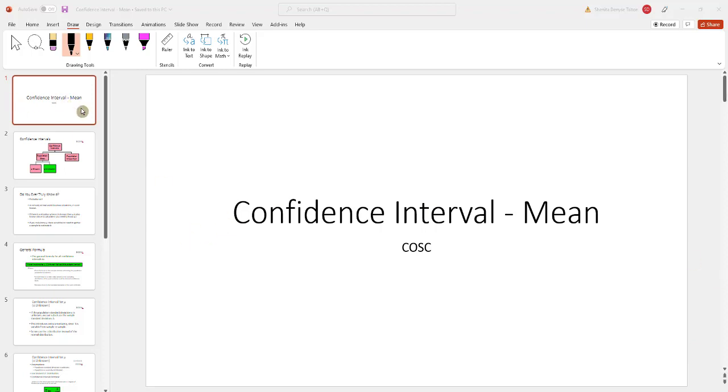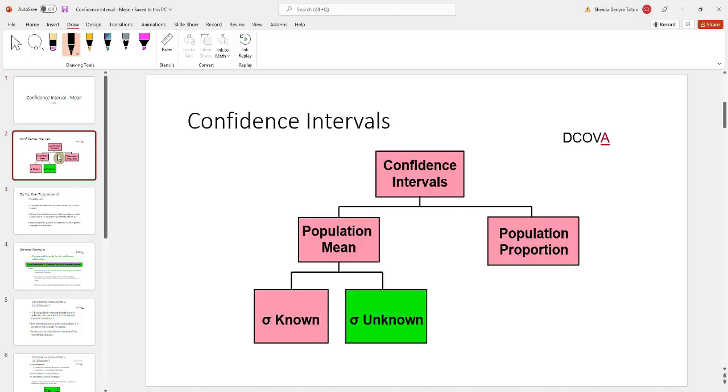In this video, I will discuss how to construct a confidence interval about the mean. There are different confidence intervals we can construct. We're going to do the population mean when the standard deviation is unknown. Later on, we'll talk about the population proportion. But for right now, we're going to do when the standard deviation is unknown.